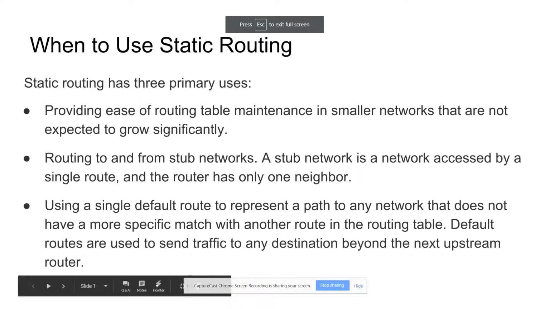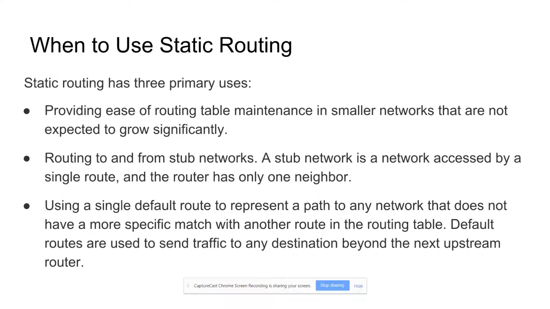When to use static routing? It's used for table management on smaller networks that are expected to grow. Routing from stub networks is accessed by a single route, and the router has only one neighbor. Using a single default route to represent a path to any network does not have more than a specific match with another routing table. Default routes are used to send traffic to any destination beyond the next upstream router.